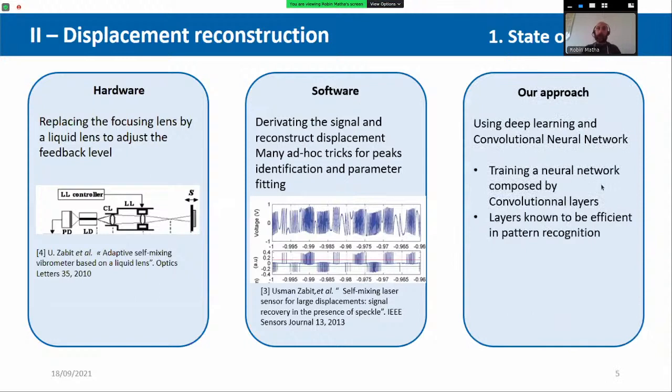So we have a different approach. To reconstruct the signal, we use deep learning and a CNN. That means training a neural network composed of convolutional layers, which are known to be efficient in pattern recognition. We give it the self-mixing signal as input, and it gives us the corresponding displacement of the target.